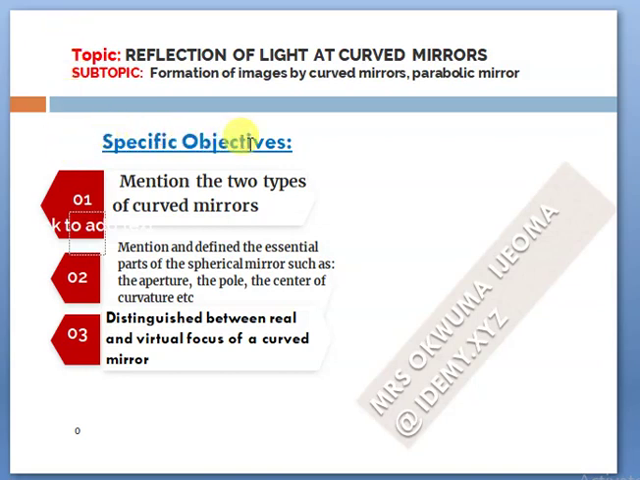Now let's look at our specific objectives. Number 1, students will be able to mention the two types of curved mirrors. 2, mention and define the essential parts of the spherical mirror, such as the aperture, the pole, the center of curvature, and others. Thirdly, they should distinguish between real and virtual focus of a curved mirror.